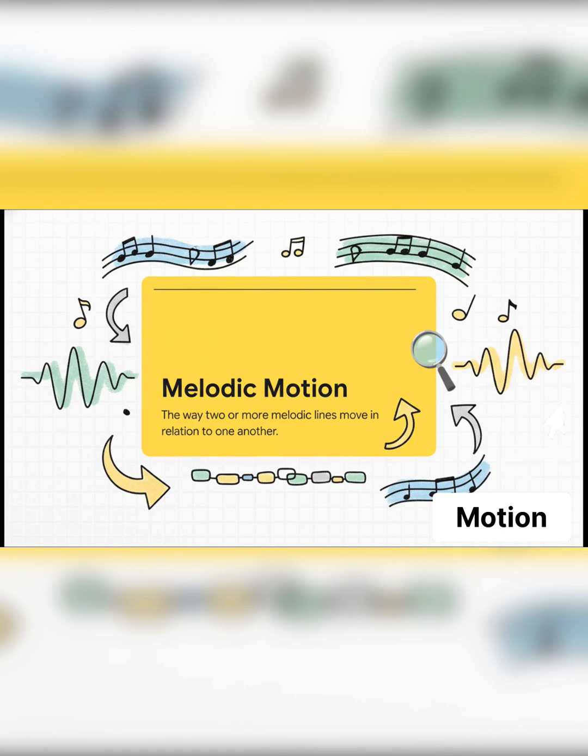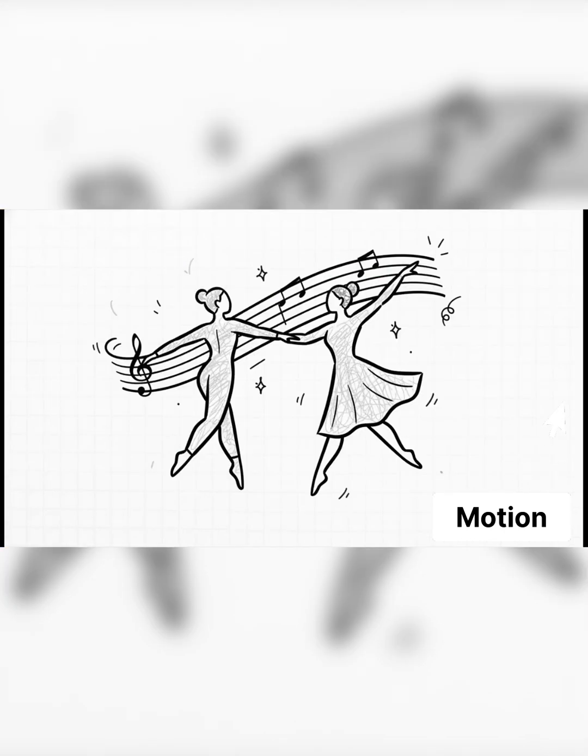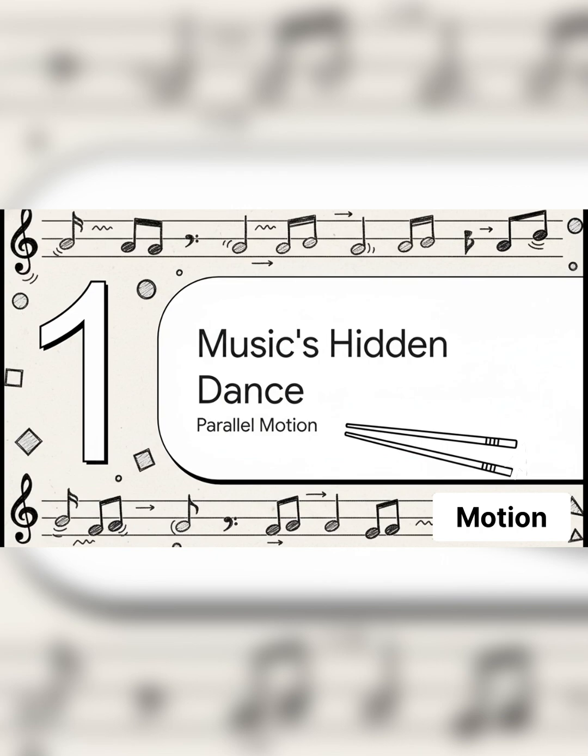Let's unpack that. Okay, to make this super clear, we're going to use an analogy that I think works perfectly. Imagine these two musical lines are actually two dancers. Their entire performance, everything they do, is defined by how they move in relation to each other. And this dance, it has three basic moves.